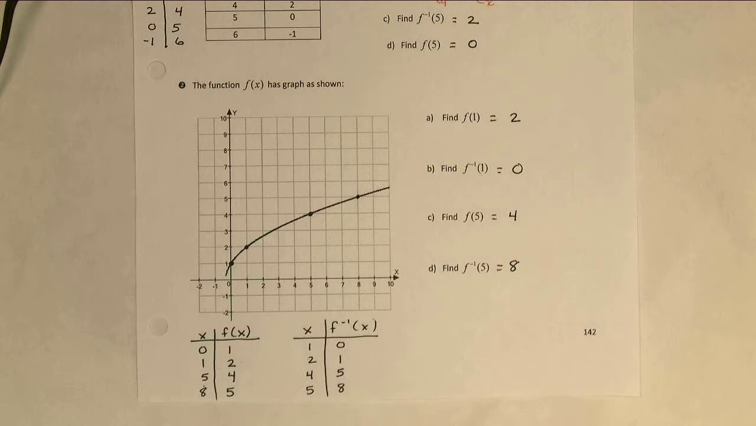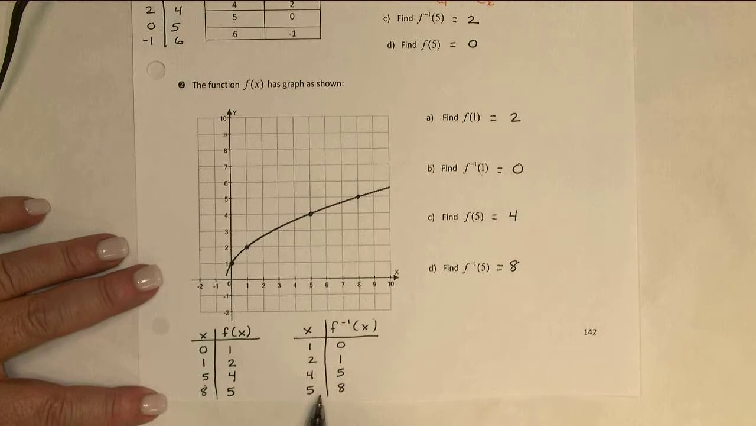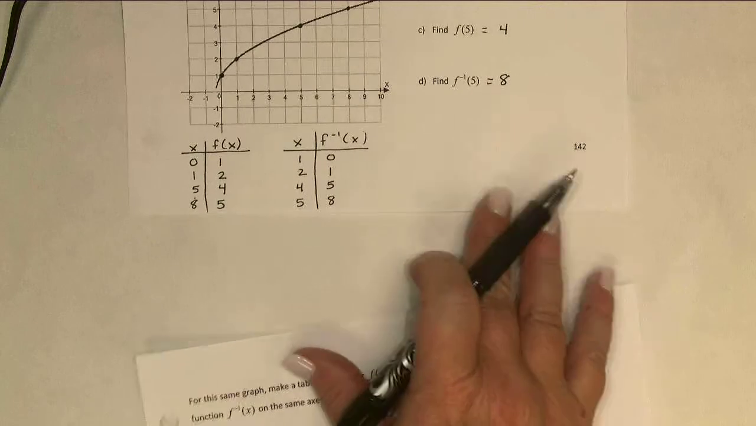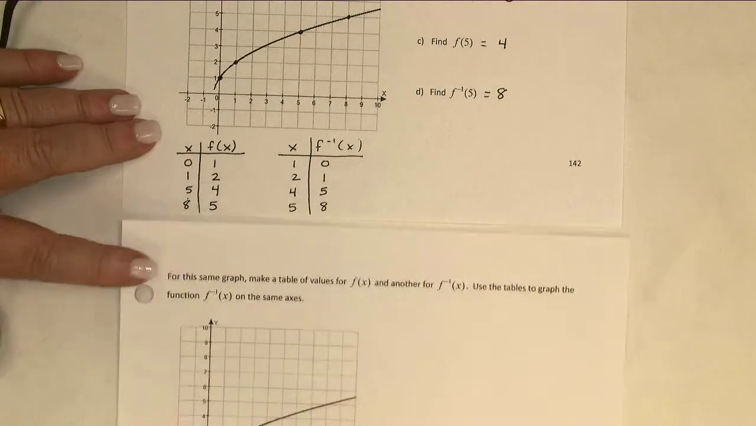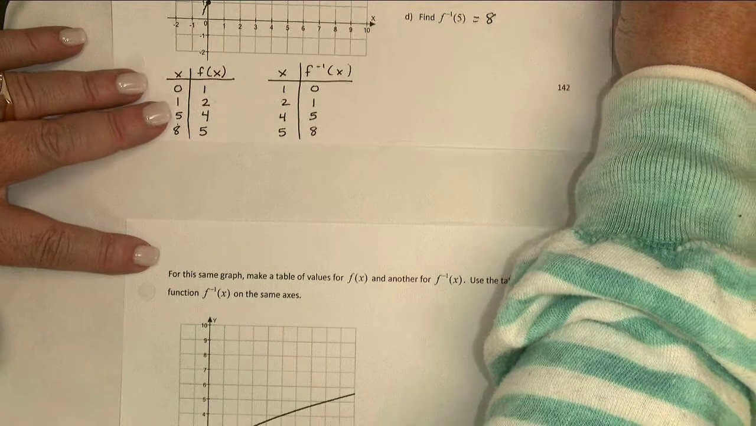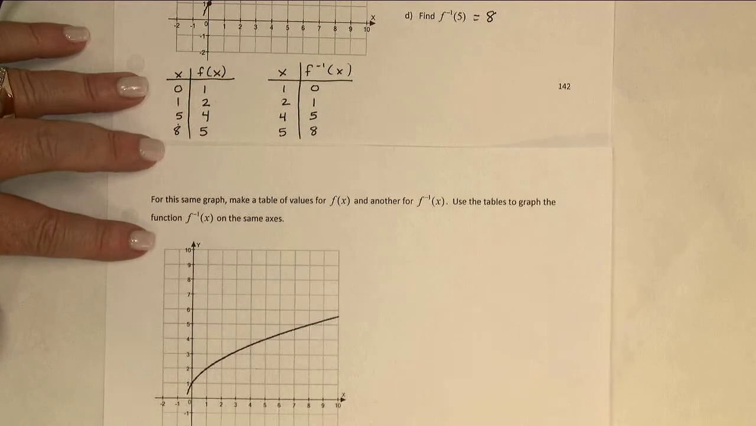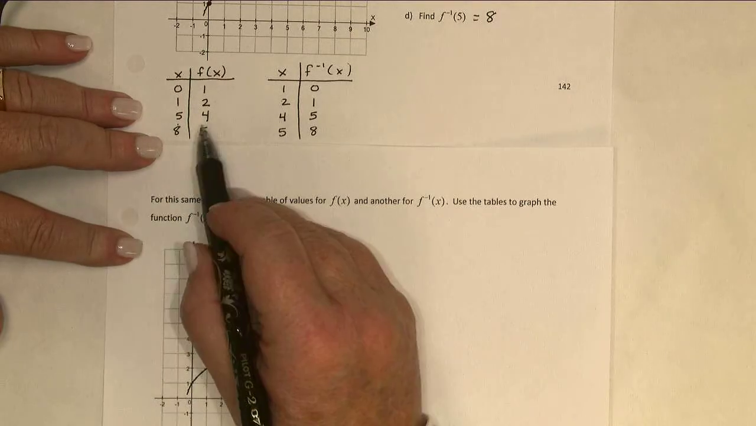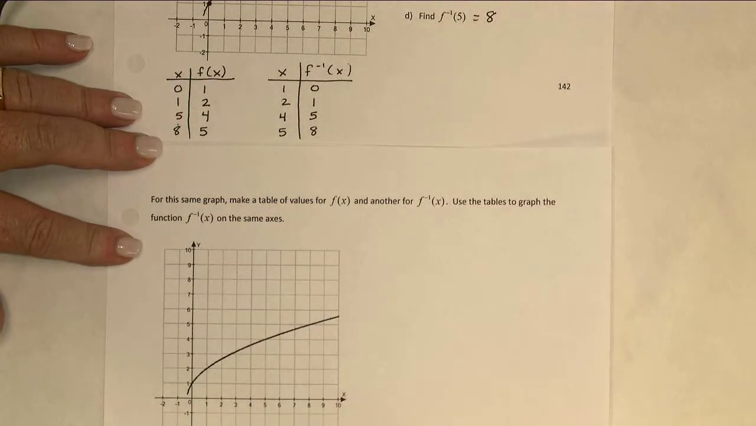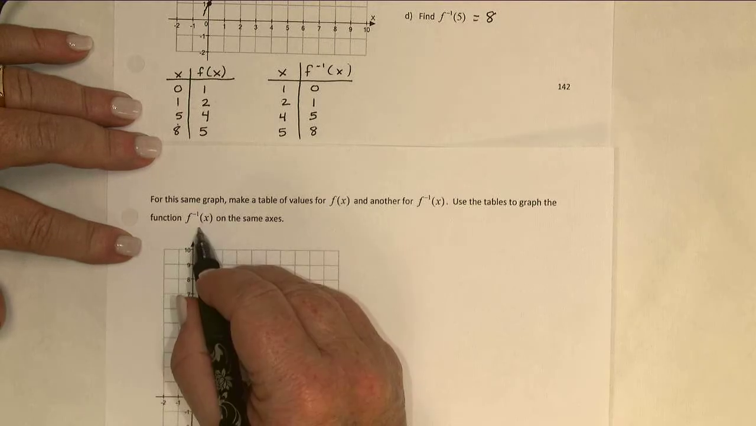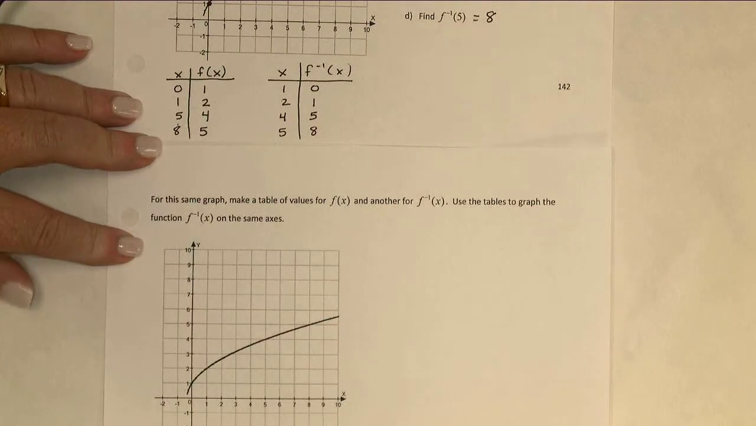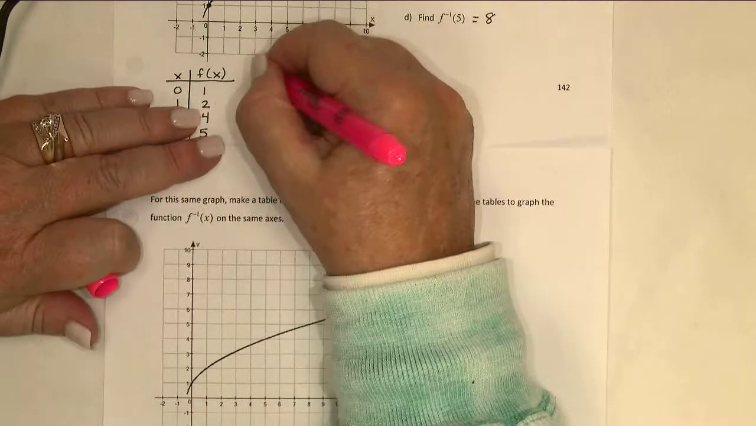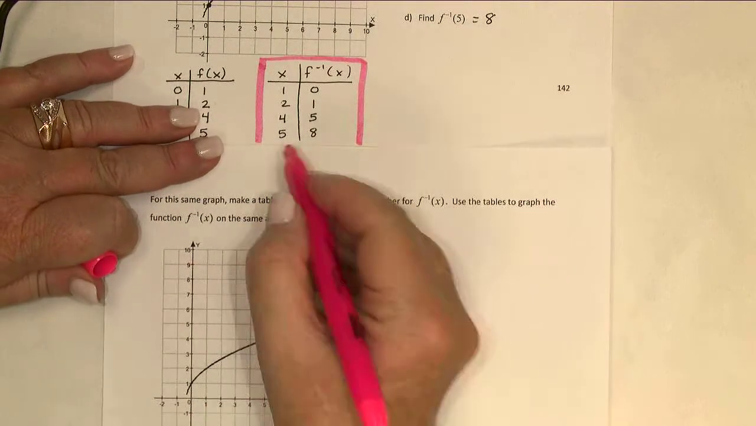Let's talk a little bit more about this inverse function that we just created a table of values for down here. I'm going to keep this around, but I'm going to go to the next page of my notes. For the same graph, this is just a repeat of the graph that we had above, I'd like to make tables of values, which we did for f and f inverse. But now I'd like to use the tables to graph the inverse function right on these same axes. So I'm going to use this table of values, and I'm going to plot those points for the inverse function.